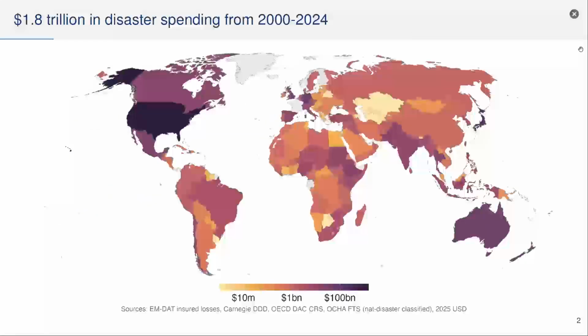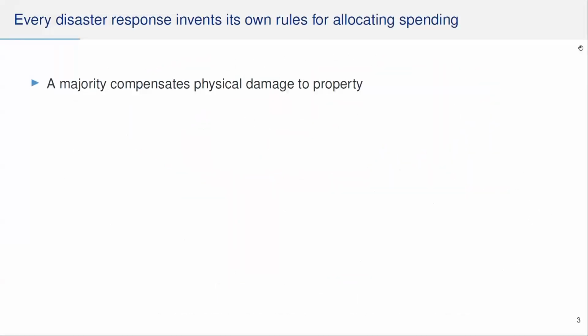Okay, so around the world, natural disasters cause billions of dollars of damage every year. And since the year 2000, we've spent at least $1.8 trillion on the relief and recovery from those events. That's including insurance company payouts, government grants, international aid. Now, where does that money go? Well, the vast majority of it compensates physical damage. So it is used to rebuild public infrastructure, or it flows to people who can prove that their homes were physically destroyed by the event.